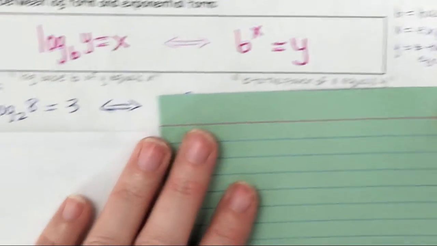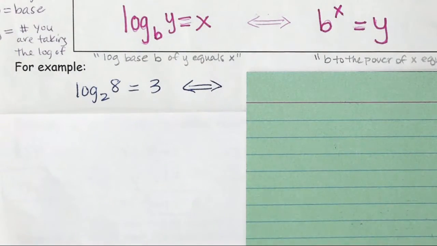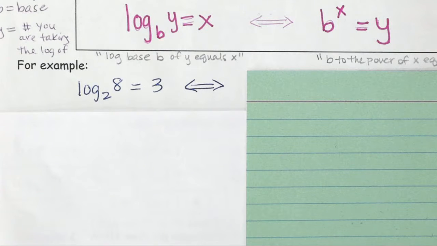Okay, so I'm going to give you the log form. So log base 2 of 8 equals 3, and we're going to try to write it in exponential form. Do some of you think you can do that using just this example here? Can you look at the positions and see if you can put it in the correct order? How many of you say, yeah, I can do that? One of you?